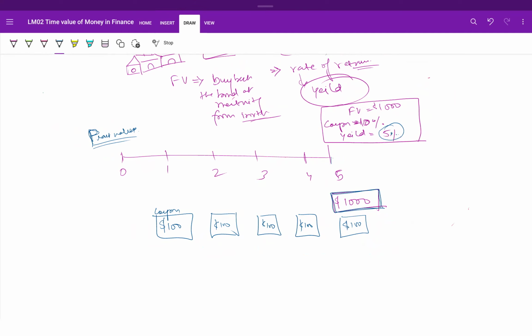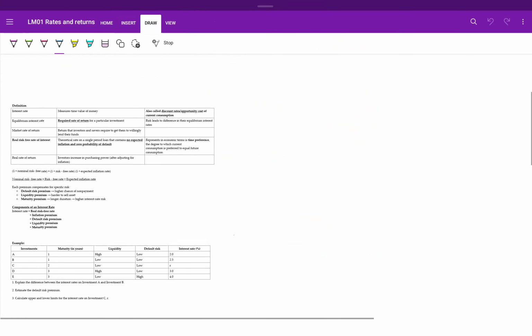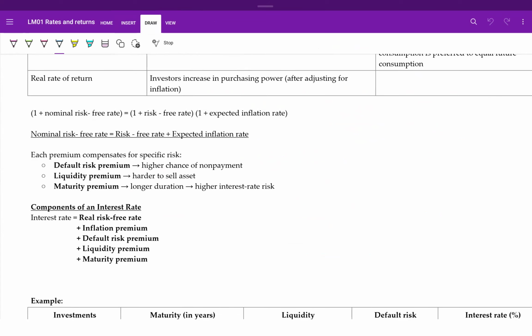This yield of 5%, how the rate of return is calculated. Now your concepts are being tested. So rate of return is risk-free rate, inflation, default, liquidity, and maturity. This is also what actually decides the yield of the bond.